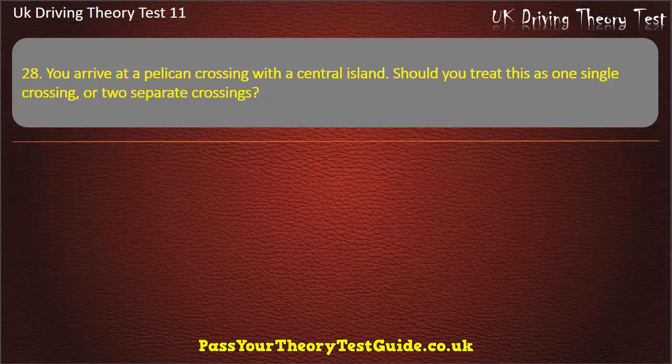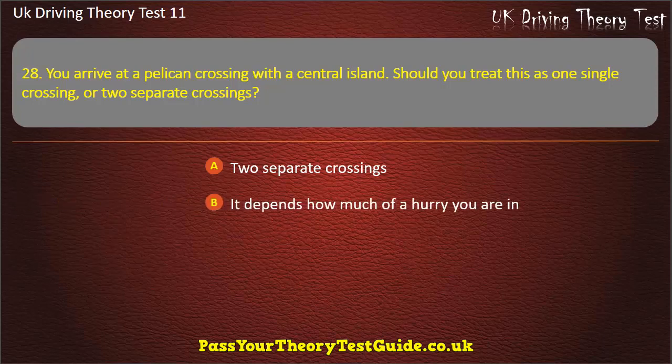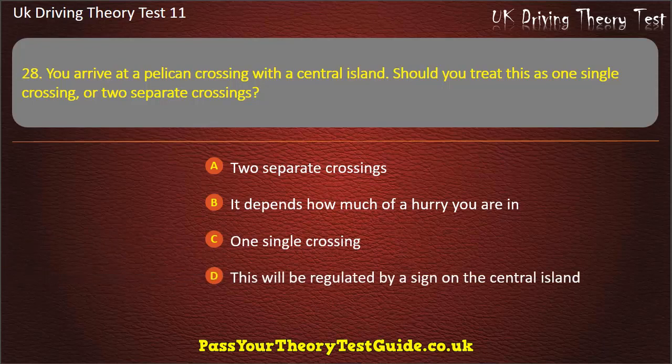Question 28. You arrive at a pelican crossing with a central island. Should you treat this as one single crossing, or 2 separate crossings? 2 separate crossings. It depends how much of a hurry you are in. 1 single crossing. This will be regulated by a sign on the central island. Answer. 1 single crossing.